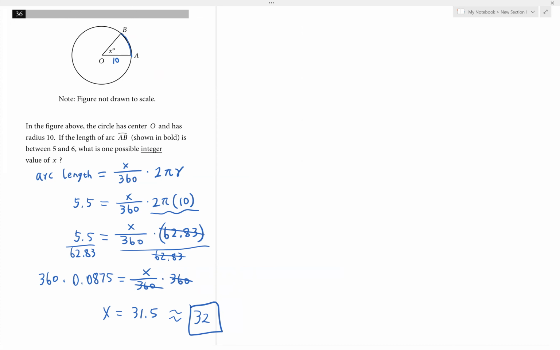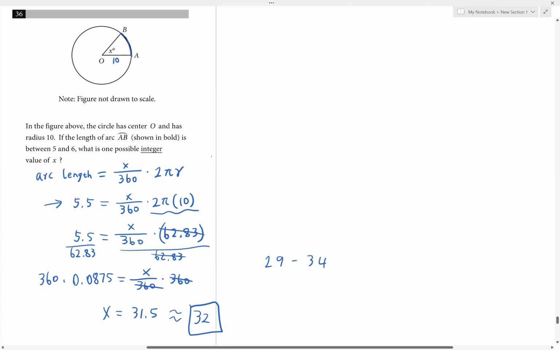Depending on the number that we pick initially, if you pick a different number other than 5.5, like 5.7 or 5.8, as long as it's between 5 and 6, it should work. So for this question there are actually multiple answers. Everything from 29 to 34, whole numbers, are all correct. You can do 29, 30, 31, 32, 33, or 34. Any one of them will work. 32 is what I have here, but it's not the only answer.